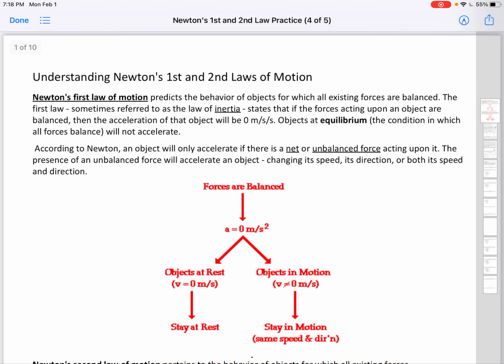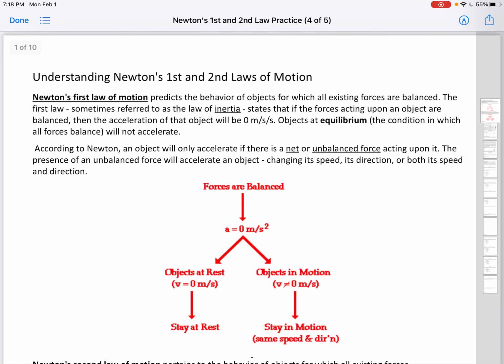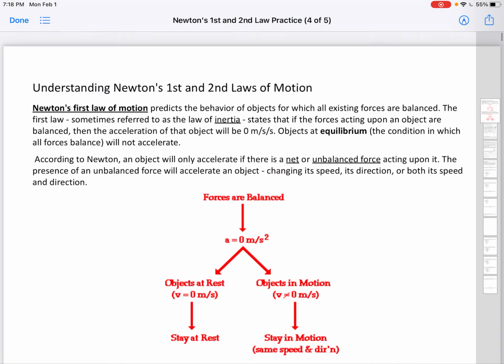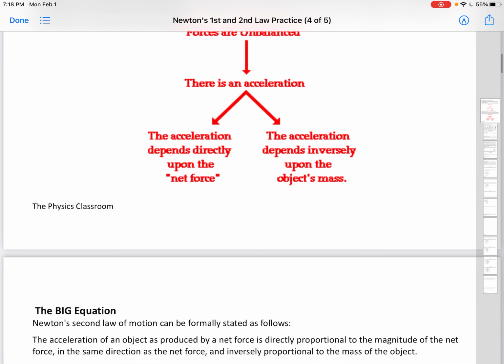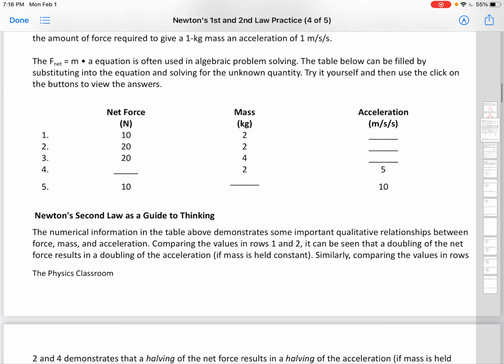Okay, I'm going to go over some of this Newton's first and second laws of motion. I'm going to try to make it fast. I'm probably not going to go over all the problems. I highly suggest, if you are still confused about the first and second law, that you go over a lot of this. It will help a lot.